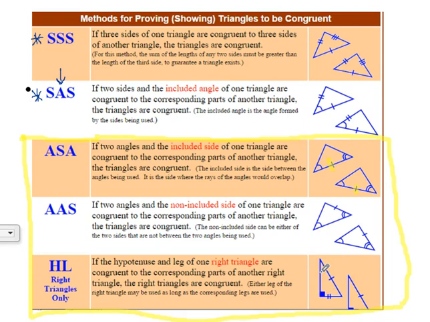And then last but not least, we've got the hypotenuse leg theorem. And we can only use the hypotenuse leg theorem in right triangles only. So this is only in right triangles only, when we've got a right angle in our triangle. We can use the hypotenuse leg.